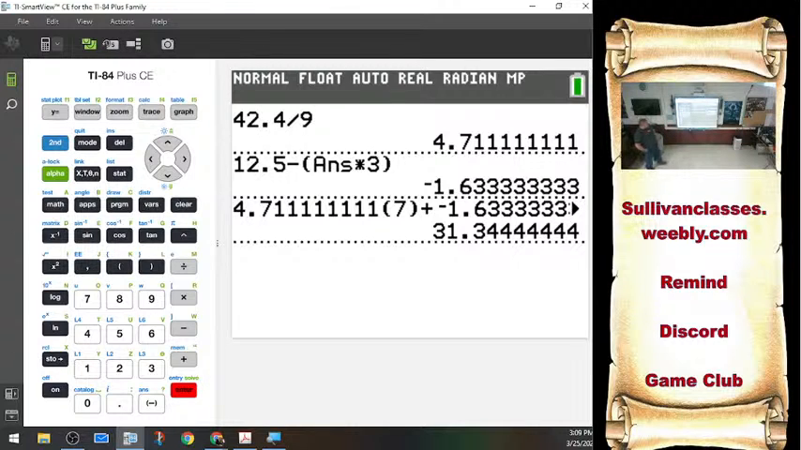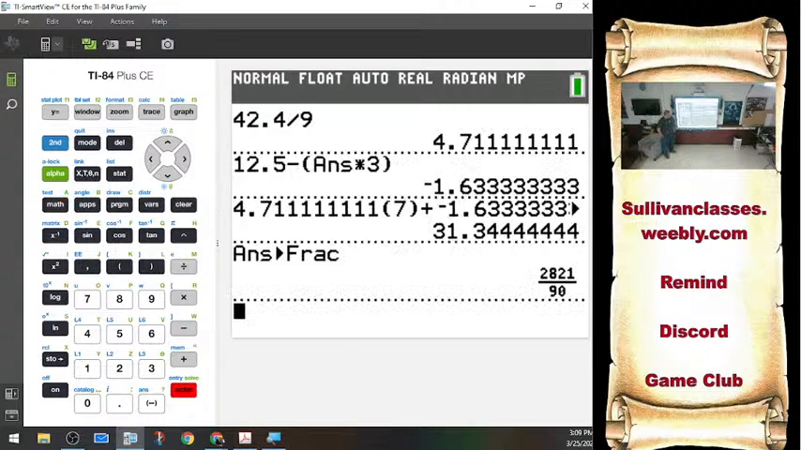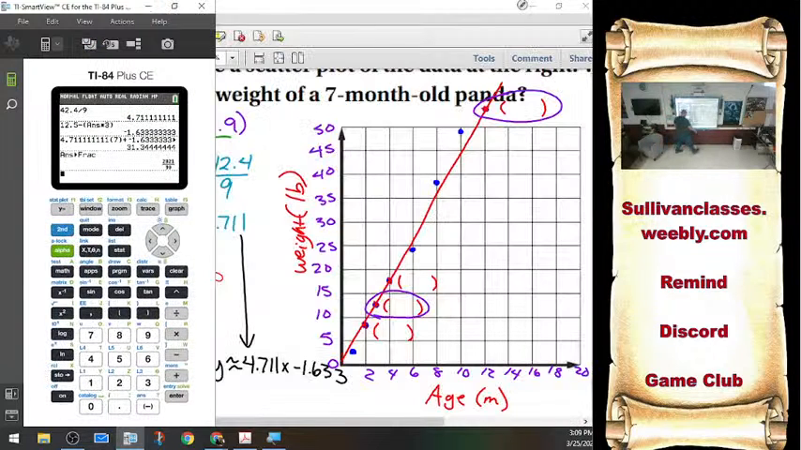Now the reason that might be beneficial for me is sometimes, it won't always work, I might be able to change that back into a fraction to have a perfect answer. Now, I wouldn't expect you to put that fraction on there. I would just say about 31.344 pounds. Okay, I'm going to plug my 7 in.